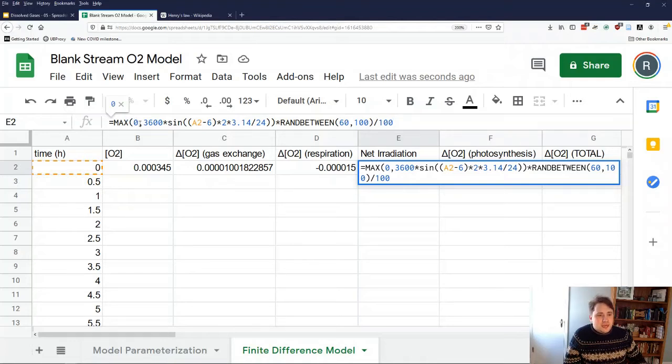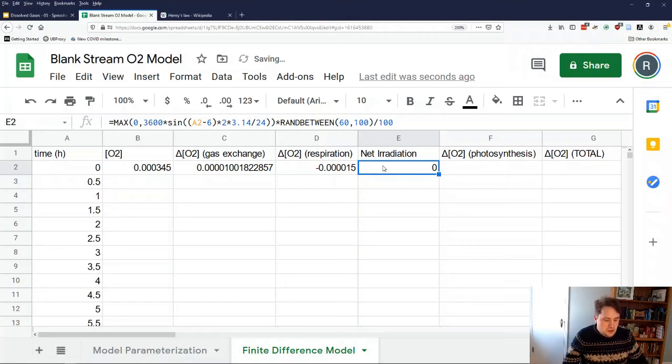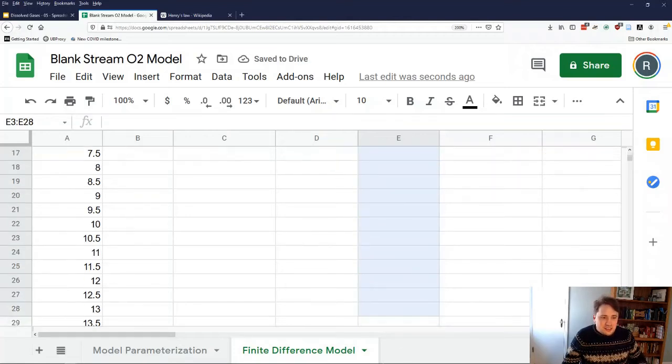Here's the function that accounts for nighttime, the max of 0 or the sine function. And here's the sine function that accounts for the daily amount of radiation that hits the top of the atmosphere. And so if we hit enter, I hope this works. We can just copy and paste it and see if we generated some reasonable values.